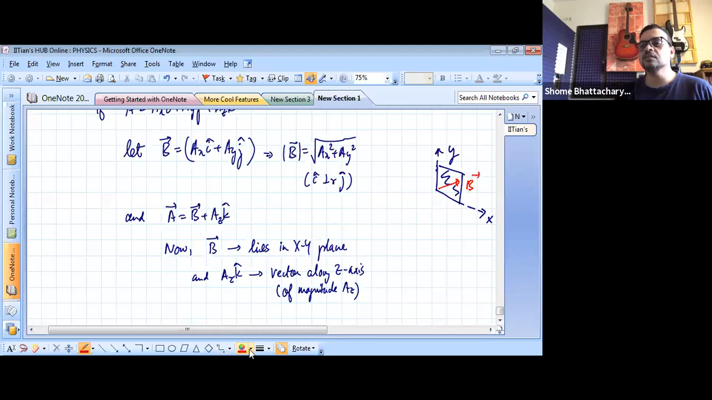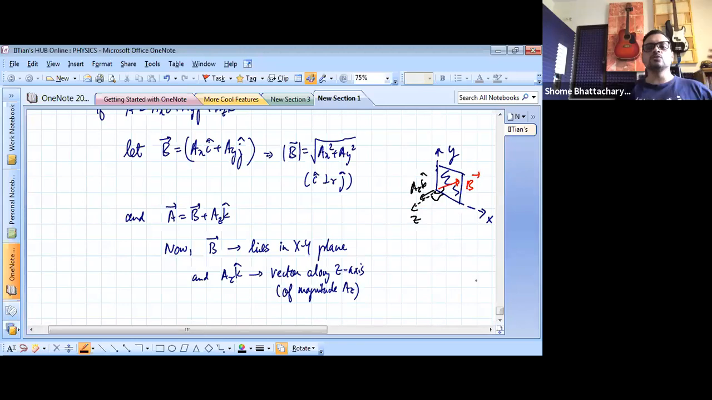But what about the vector z cap or k cap? It is lying like this. This is your z-axis, so it is perpendicular to this wall. So your vector Ez k cap is like this, at 90 degrees to this. Understanding? Because this is lying in the wall in front of you, and this one is coming out straight.